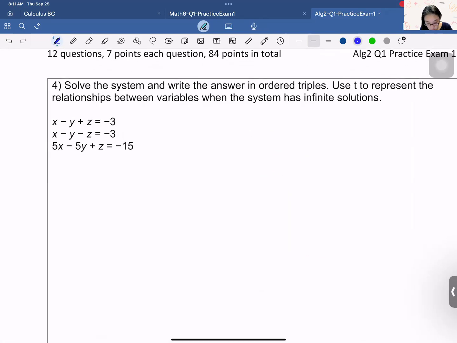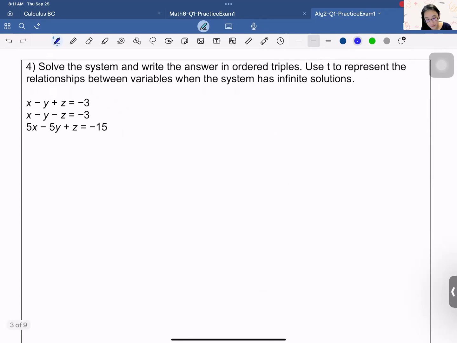For the next question, you will be asked to solve the system and write the answer in ordered triple. In Algebra 1 and in 6th grade, 7th grade, you learn ordered pair. In Algebra 2, you're going to learn ordered triple. So how do I use t to represent the relationship? Listen to me, you will be asked to write an equation, most likely for an infinite solution, and you want to use t as the ordered triple to represent it.